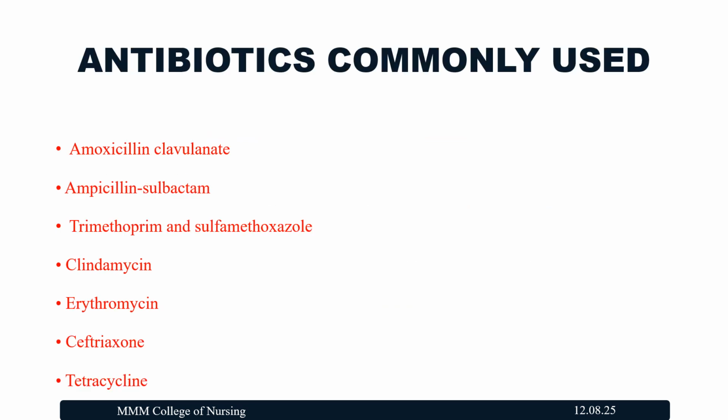Antibiotics commonly used for dog bites or bite-related wounds: amoxicillin, clavulanic acid, ampicillin sulbactam, trimethoprim and sulfamethoxazole, clindamycin, erythromycin, ceftriaxone, tetracycline. These are all the antibiotics we commonly use for bite-related wounds.